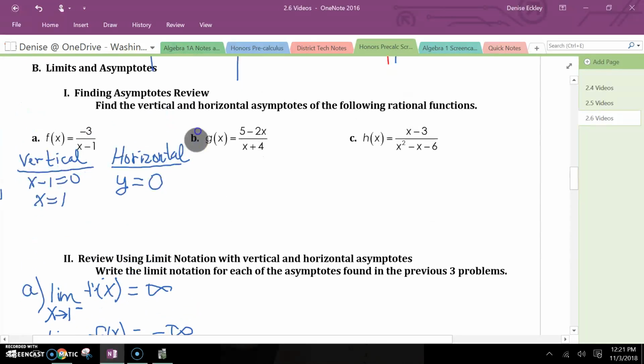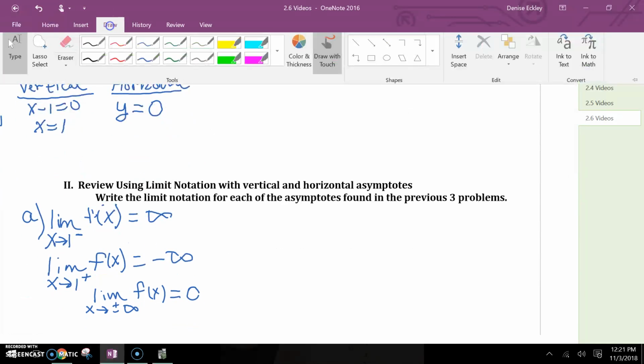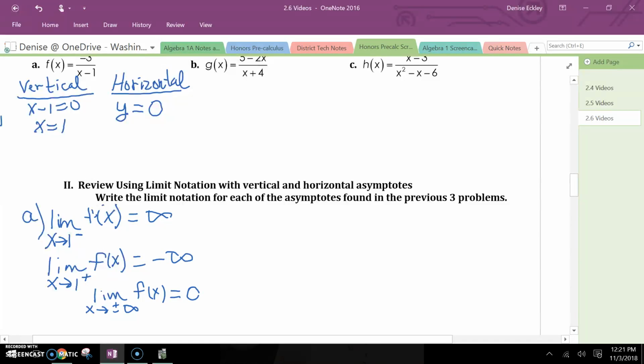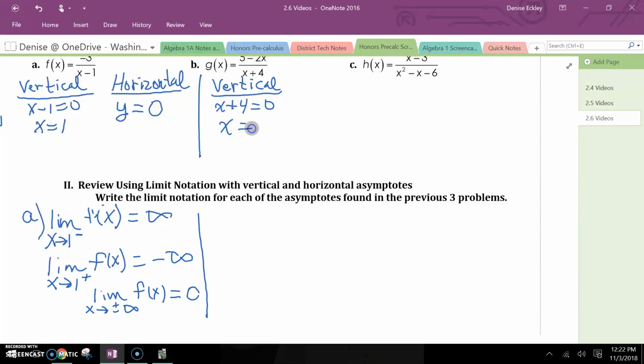Okay, so now let's do part B. In part B, our horizontal asymptote is going to be a little different than what we found in part A. But let's start with the vertical. Again, for the vertical, we're going to set the denominator equal to 0. When we do that, x plus 4 equals 0, and we get a vertical asymptote of negative 4. Then the horizontal is going to be a ratio of leading coefficients, because both of these polynomials are degree 1.